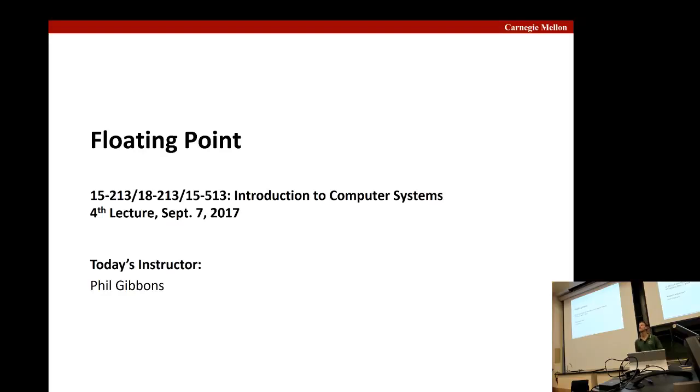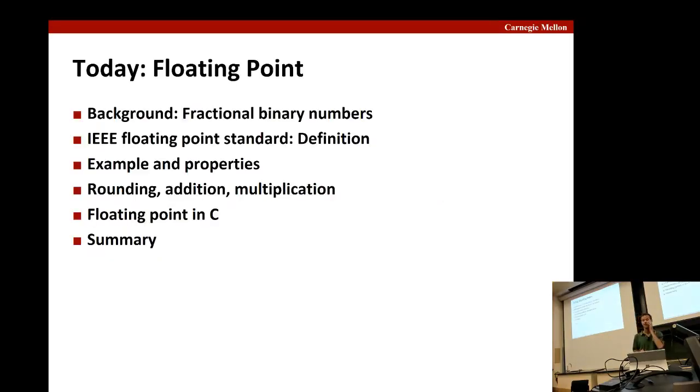Today we're going to talk about floating point. In particular, we're going to talk about fractional binary numbers, then the IEEE floating point standard, which is the standard that everyone has settled on. Some examples of properties, rounding, addition, multiplication, and then look at what's done in C.